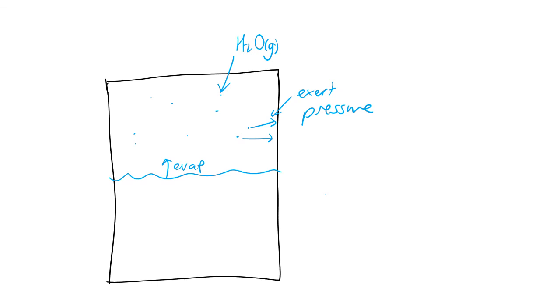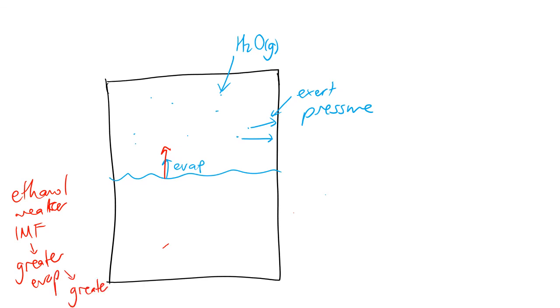If you have a greater rate of evaporation, so say instead of H2O, it would be something like ethanol, which has weaker intermolecular forces, that means you're going to have a greater rate of evaporation, and therefore you're going to have a greater vapor pressure. But that's not really the point, okay? Because if you have something that has a greater vapor pressure, that's all fine and dandy, but we need to talk about solubility.